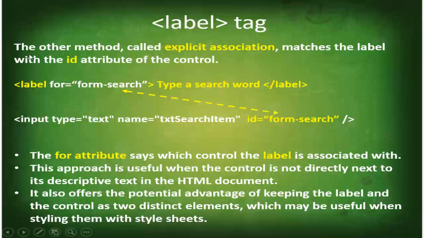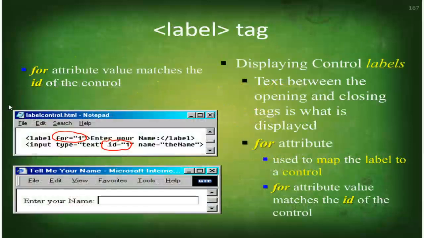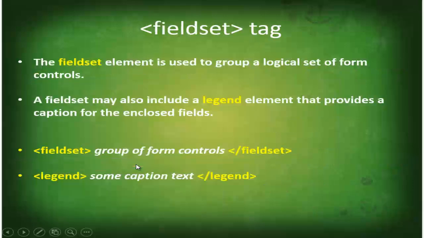Explicit association is where you put the label anywhere. In the label you specify for and then specify the ID of the input type. So you are saying that this is the label for an element with the ID this. In this case, form search is the element ID. So you are saying that this is a label for an element with an ID form search, and you associate it with any input type, so automatically they get connected together. Here is one more example. You have for 1 and ID is 1, and you are associating it with that.